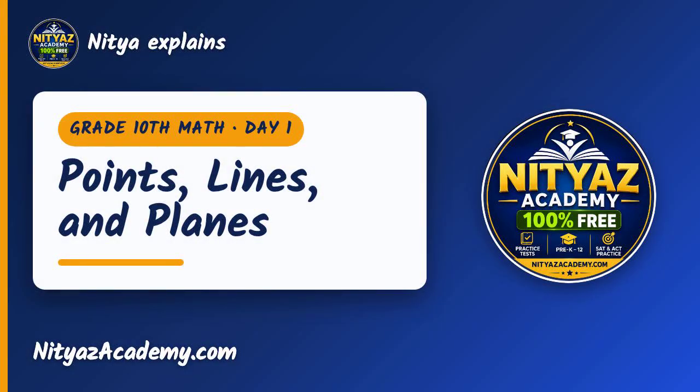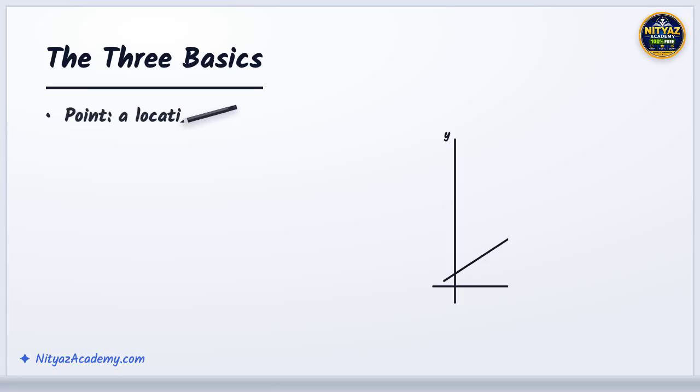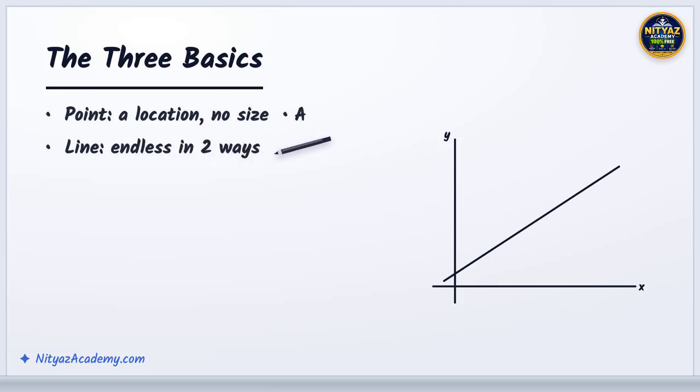Let's learn points, lines, and planes together, step by step. Every shape you'll ever study starts with three ideas. A point is just a location with no size, named with a capital letter like A. A line is perfectly straight and goes on forever in both directions. A plane is a flat surface that stretches out endlessly. We don't define these. We build everything else from them.